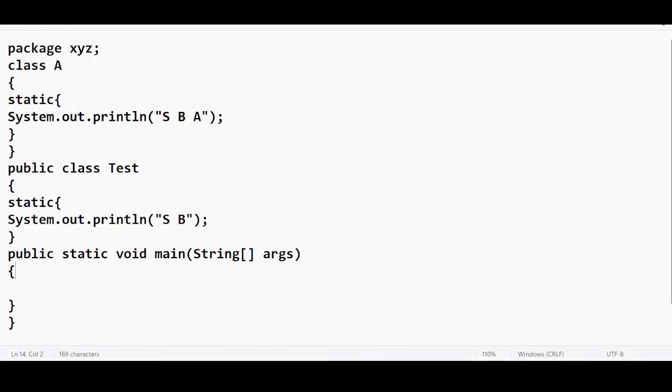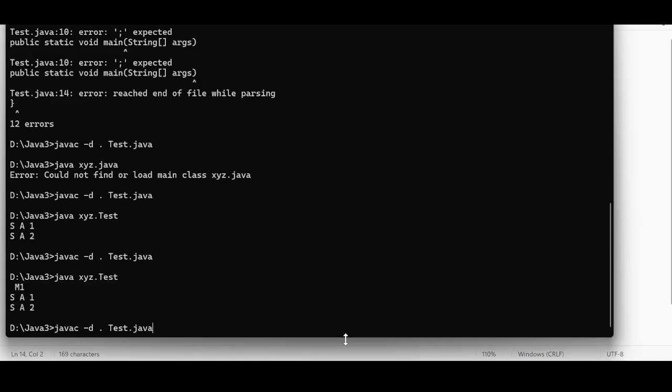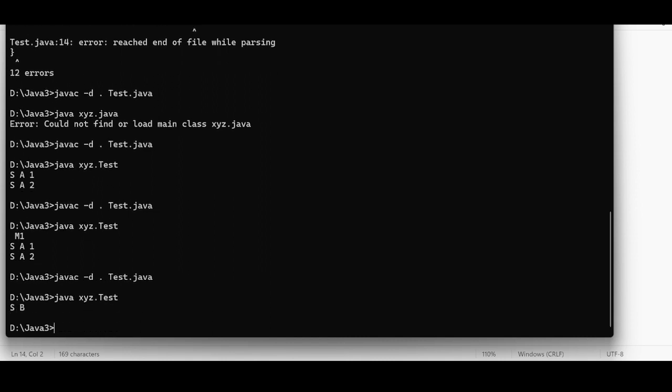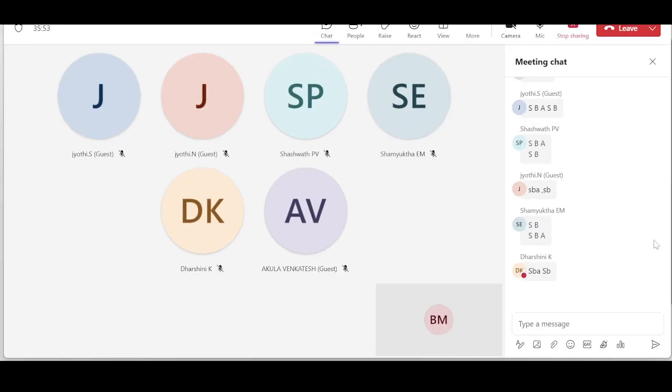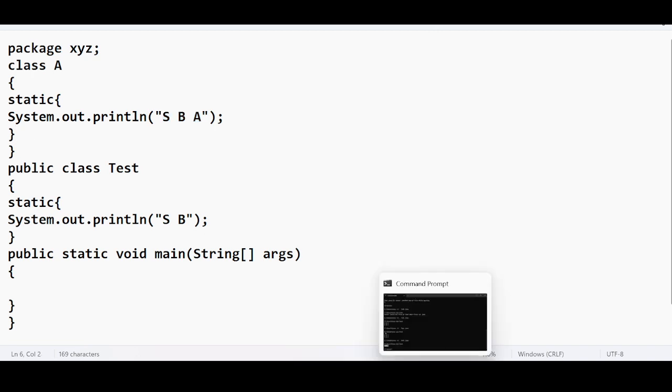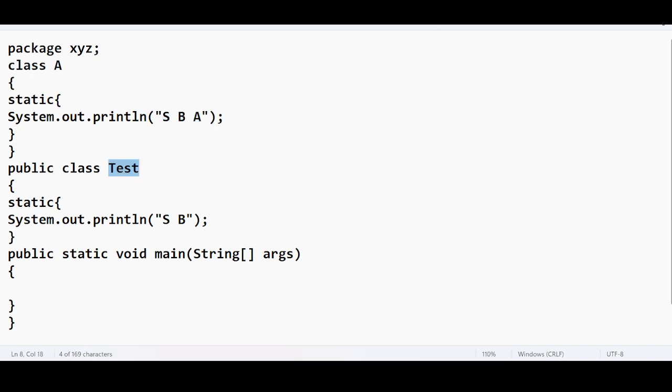Okay, so let me run this. I'm not getting the right answers, so I will explain what is happening behind the scenes. Only SB will be displayed in the console. I was waiting for this answer, but no one has answered. Why is there no chance for SBA to be displayed in the console? At the time of loading, only the test.class file will be loaded inside the JVM. There is no scope for class A to get loaded inside the JVM.